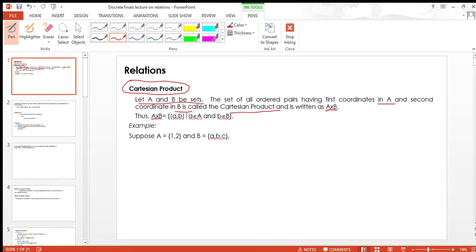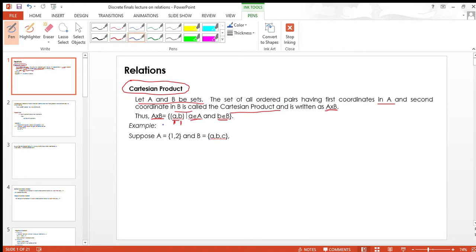Thus, by definition, your A cross B or A times B is just your ordered pair (a, b), where a is coming from set A and b is coming from set B. In other words, to get your Cartesian product, you just pair every element of your first set to every element of the second set. So let's have this example.